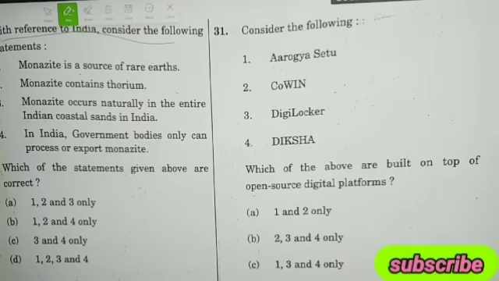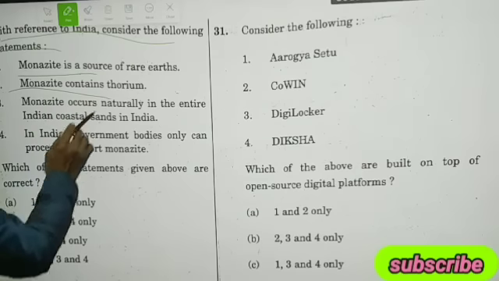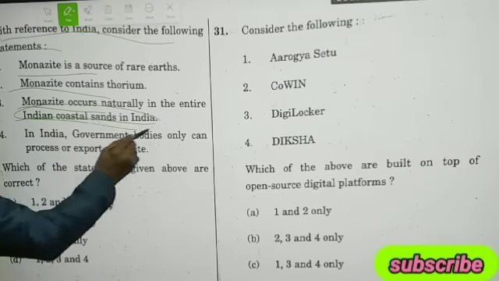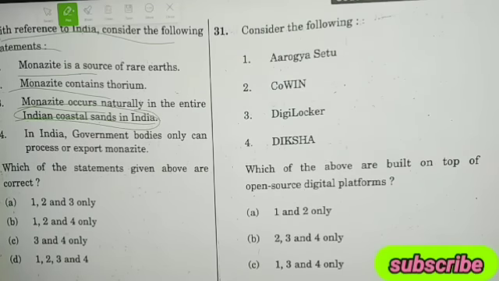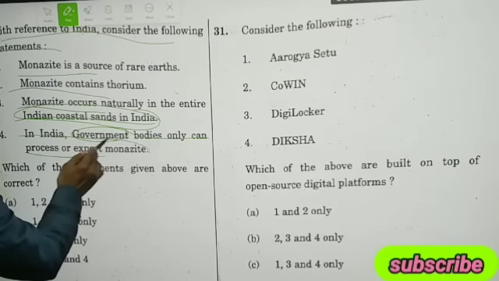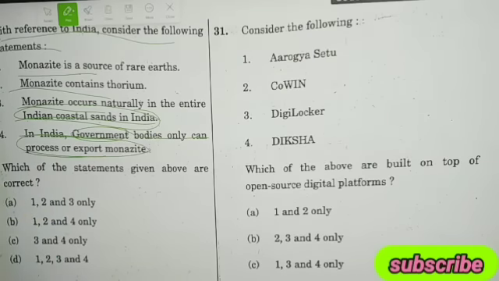With reference to India, consider the following statements. Monazite is a source of rare earth. Monazite contains thorium. Monazite occurs naturally in the entire Indian coastal sand in India. In India, government bodies only can process and export monazite.